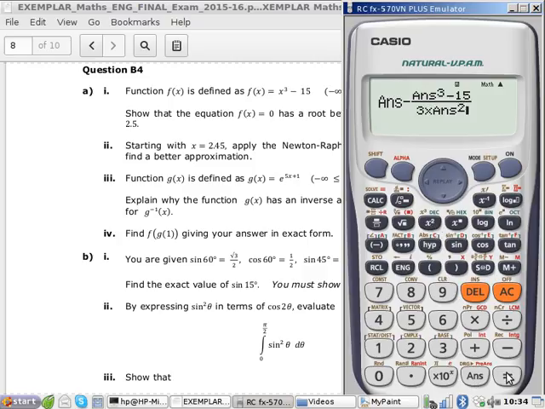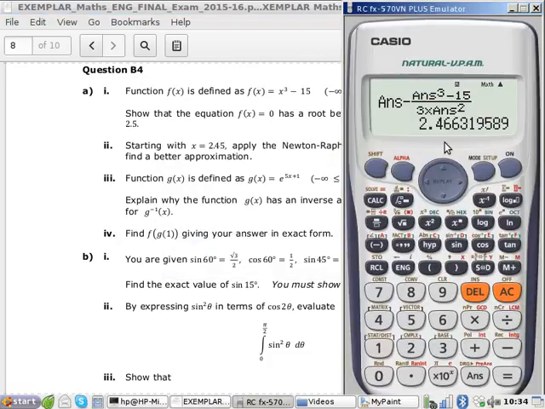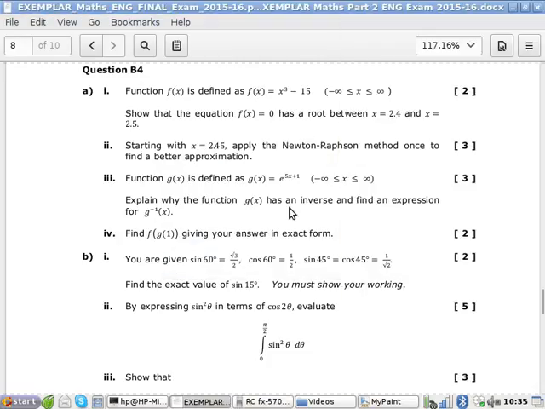So what did you get? 2.47. 2.466. Now, does it say anything about significant figures? No, so it'd be 2.47. Yeah. Okay. Right. Do you remember how to find the inverse? Equal y minus all. Okay. So do you want to try this one? Yeah.